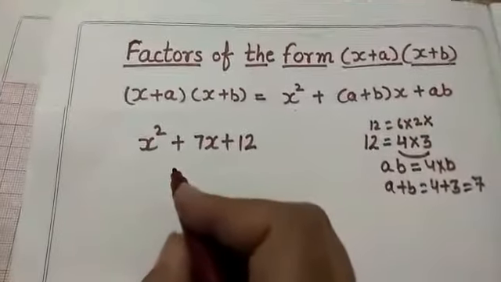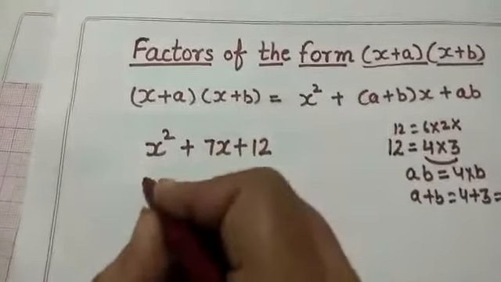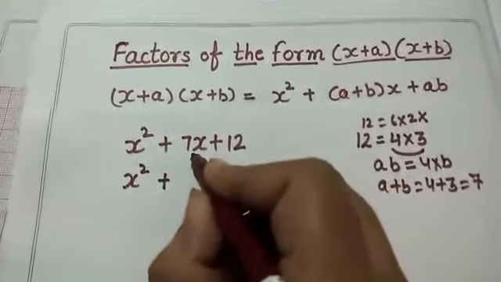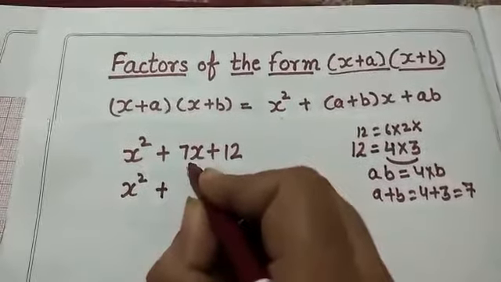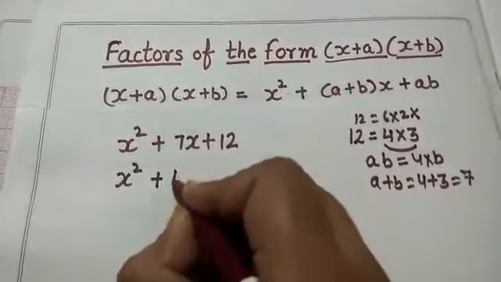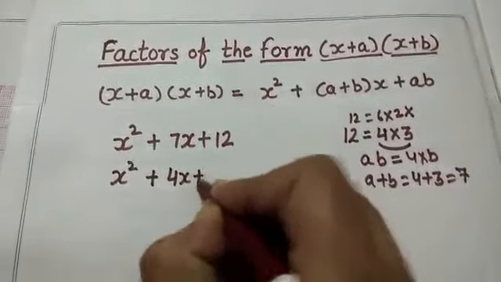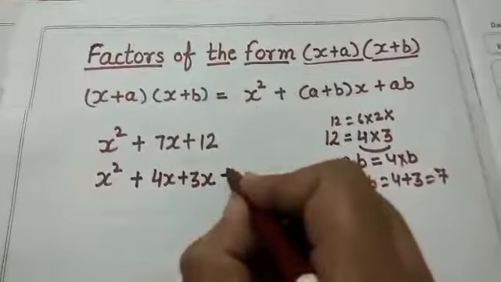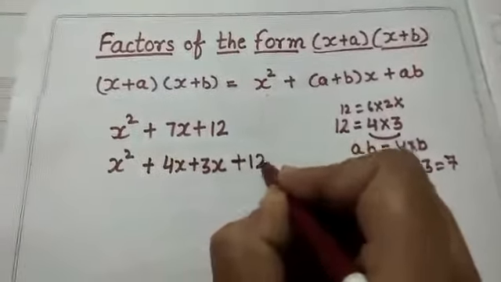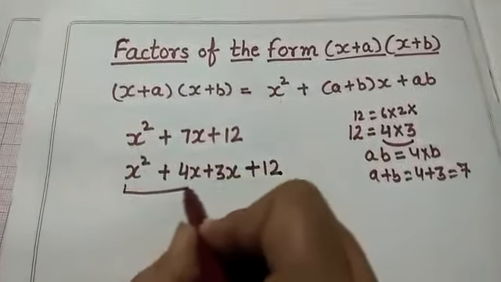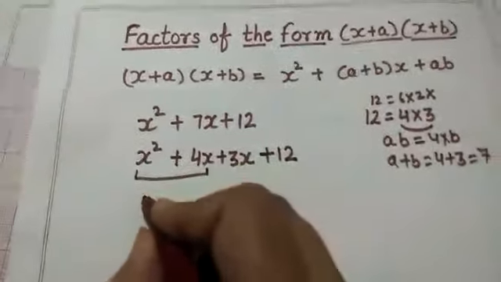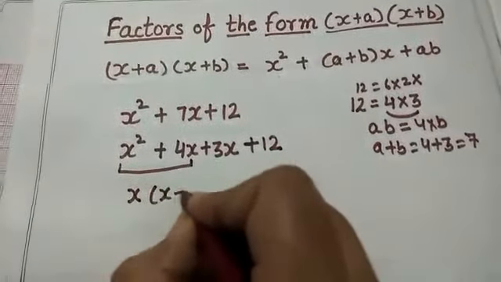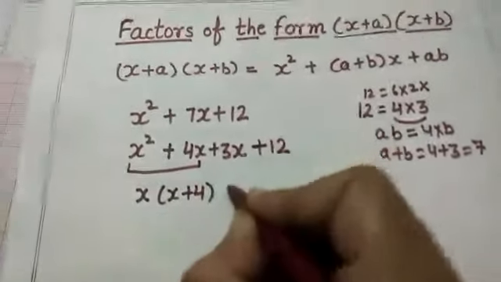Now how to do this question? We'll write x square plus, we'll split this middle term, 4x plus 3x. Now the last term we have is 12. Now what is common in the first two terms? We have x common, and x plus 4 is left.